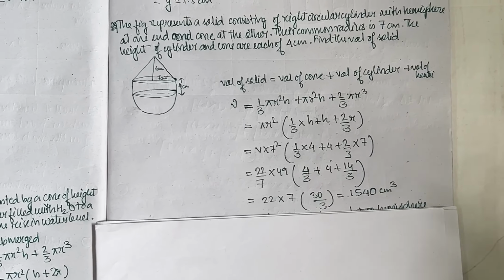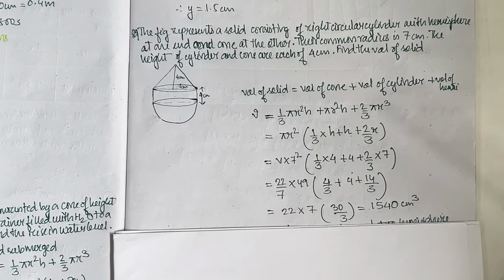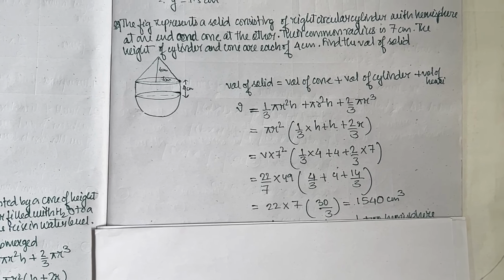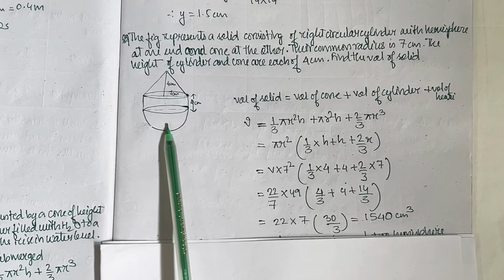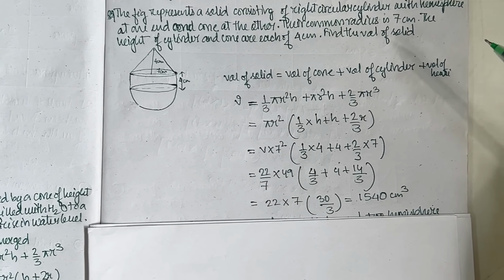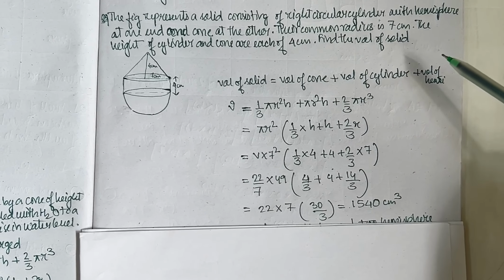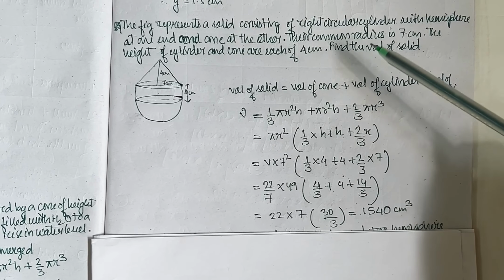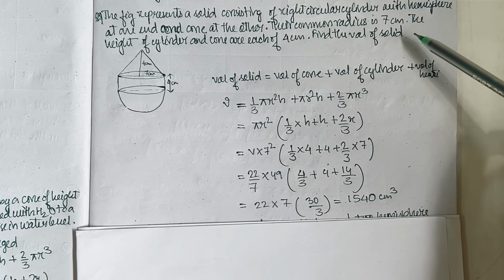For the fourth sum, this figure represents a solid consisting of a right circular cylinder with a hemisphere at one end and cone at the other. Their common radius is 7 centimeter. The height of the cylinder and cone are each of 4 centimeter. Find the volume of the solid.